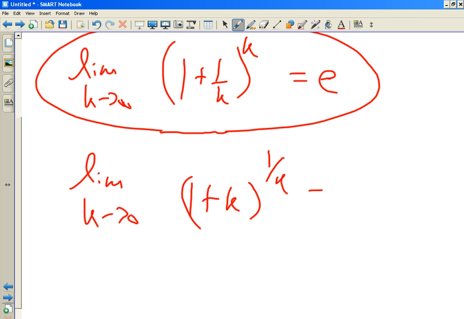Nope. Realize that this limit and this limit behave exactly the same way because you're dealing with the same numbers. As k goes to 0, 1 plus k goes to 1. As k goes to infinity, 1 over k goes to 0, but 1 plus 0 goes to 1. This goes to 1, this goes to 1. As k goes to infinity, k goes to infinity. As k goes to 0, 1 over k goes to infinity.